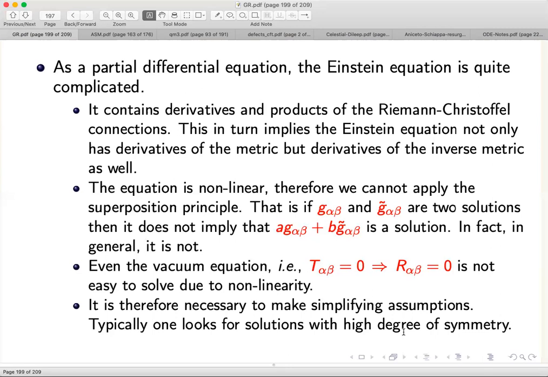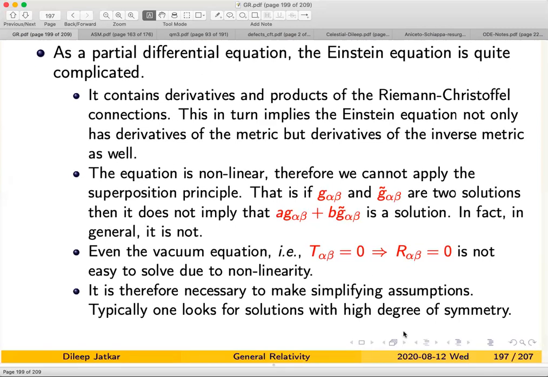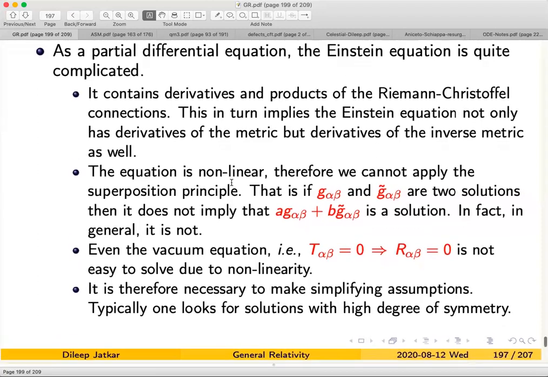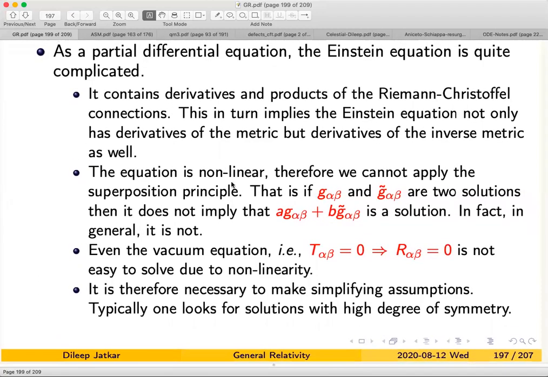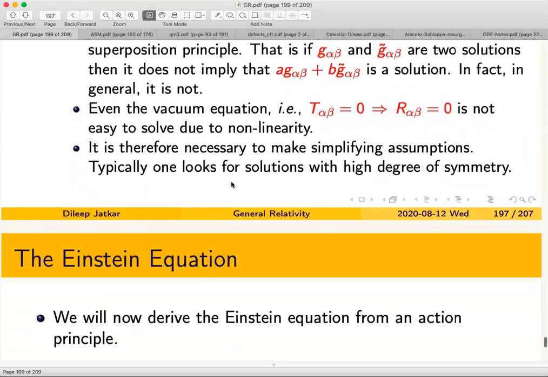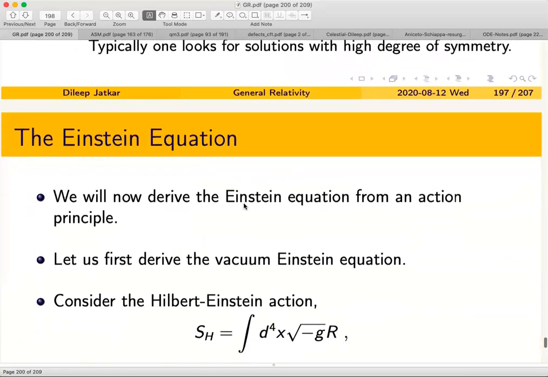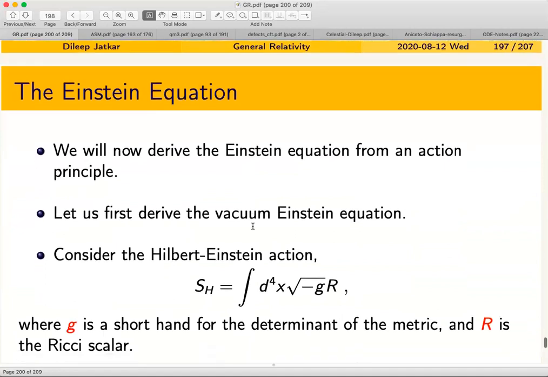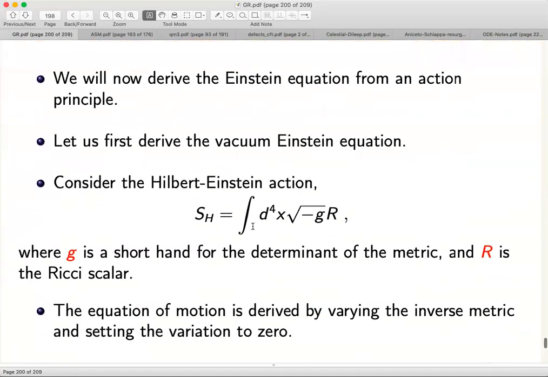We will not get into that. It's a bit of an advanced topic, but just to say that, in spite of all these complications from a partial differential equation point of view, it's not that we have not been able to find any solution. We do have a large class of solutions to this equation. Okay, fine.